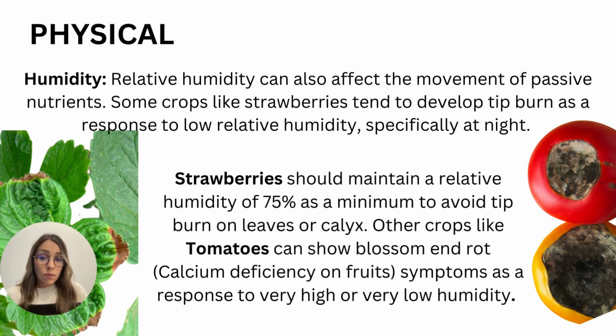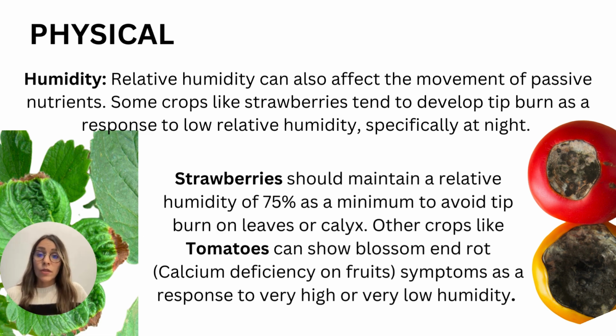How can you spot the symptoms? You will see some necrosis on the leaves, just like in this picture, and you can also have necrosis on the calyx. We know nobody wants to buy a strawberry with a dead calyx, right? So it is important to have good management of your greenhouse to maintain at least 75% humidity at night.